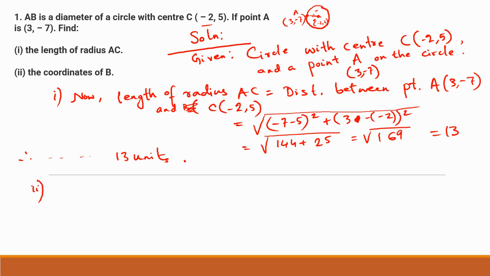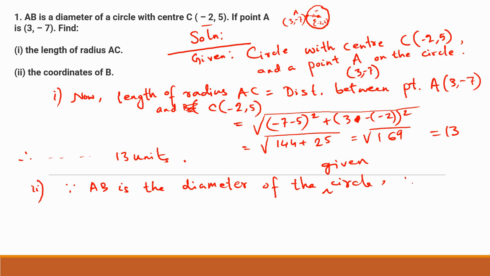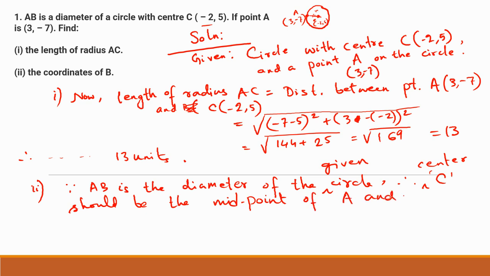Hope this is clear to you. What are the coordinates of B? Since AB is the diameter of the given circle, therefore the center C should be the midpoint of A and B, right?